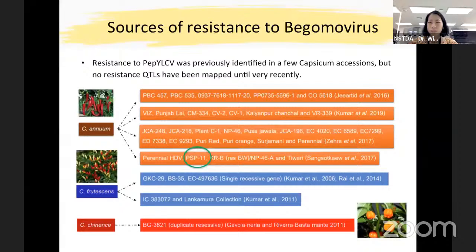There have been a number of resistant genetic sources that have been identified over the past decade or so. And the one we are using is the PSP11 that was obtained from the World Vegetable Center, AVRDC. There are several sources for each of the capsicum species. However, the QTL have not been identified until very recently. There was a paper that was published a couple of months ago on the QTL that was mapped for the resistant loci. And so what we're going to be presenting next is from the World Vegetable Center, the PSP11 derivatives.